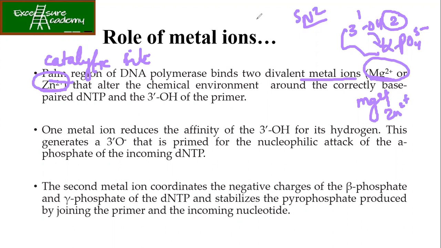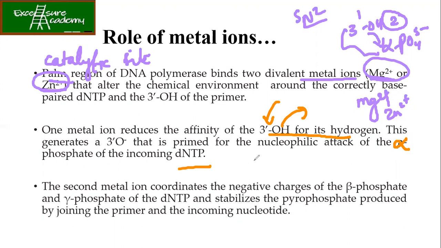Let's discuss that. So one metal ion, it reduces the affinity of the 3-OH for its hydrogen. Now this is important. Why? Because we need to carry out this nucleophilic attack. Now otherwise what will happen, 3-OH H remove हुआ है, वापस कहीं H वापस ना मिल जाए. Otherwise what will happen, there will be no phosphodiester bond formation and again OH will be formed. Now this generates 3-O minus, that is primed for the nucleophilic attack of the alpha phosphate of the incoming dNTP. So okay, this is what just now I have discussed. Okay guys, I hope ये clear है आपको.